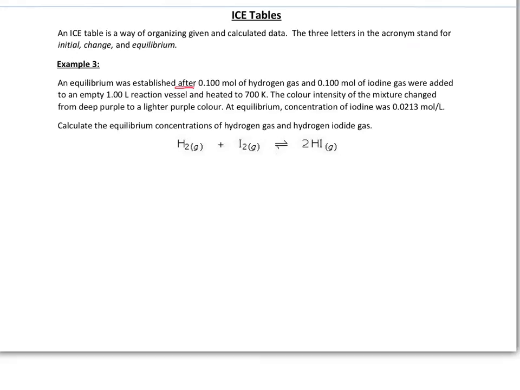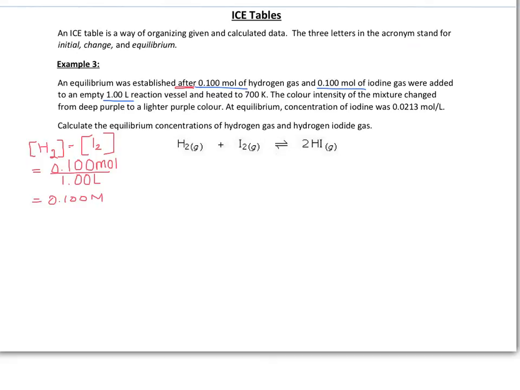Recall that the letters in the acronym ICE represent initial concentration, change in concentration, and equilibrium concentration. Therefore, the only thing we can plug into the ICE table are concentration values. In this question, we were told we had 0.1 moles of hydrogen with 0.1 moles of iodine in a 1 liter reaction vessel. Therefore, we need to calculate the concentration before we set up our ICE table.